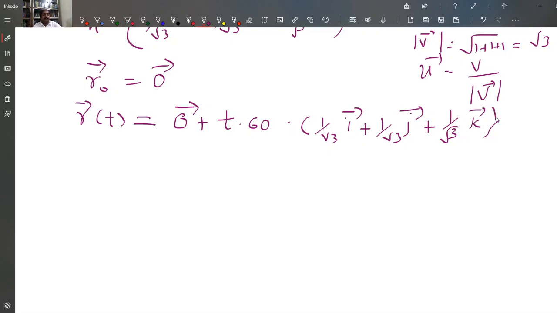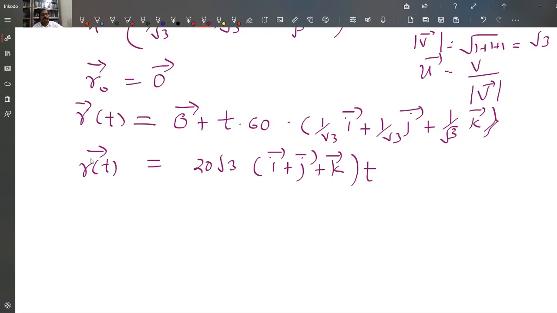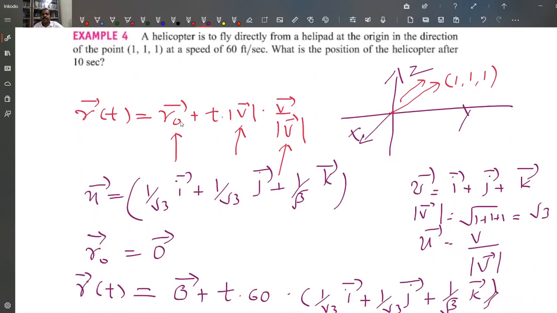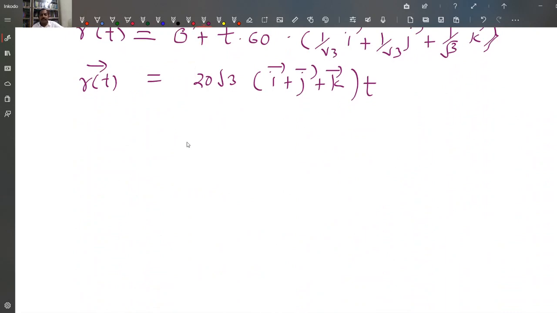So this is the vector: 20 root 3 times (i + j + k) times t. This gives the description of motion, r of t. Our question is to find r of t after 10 seconds, the position after 10 seconds.